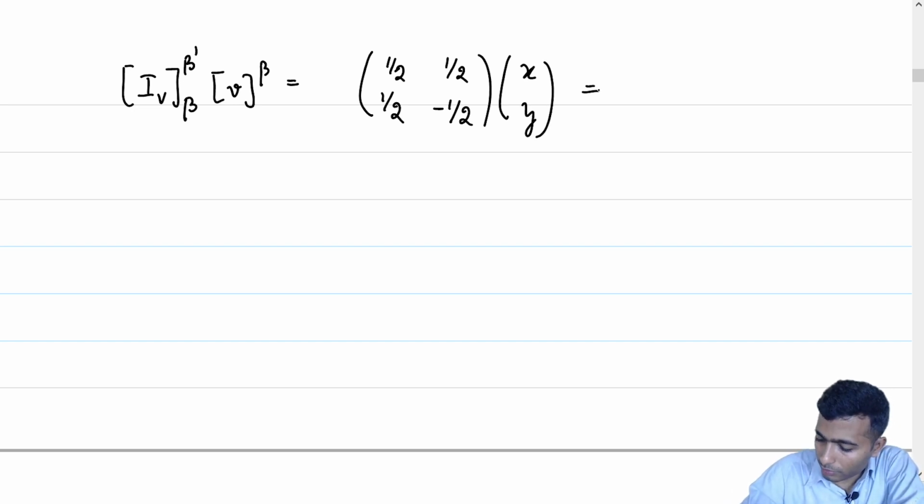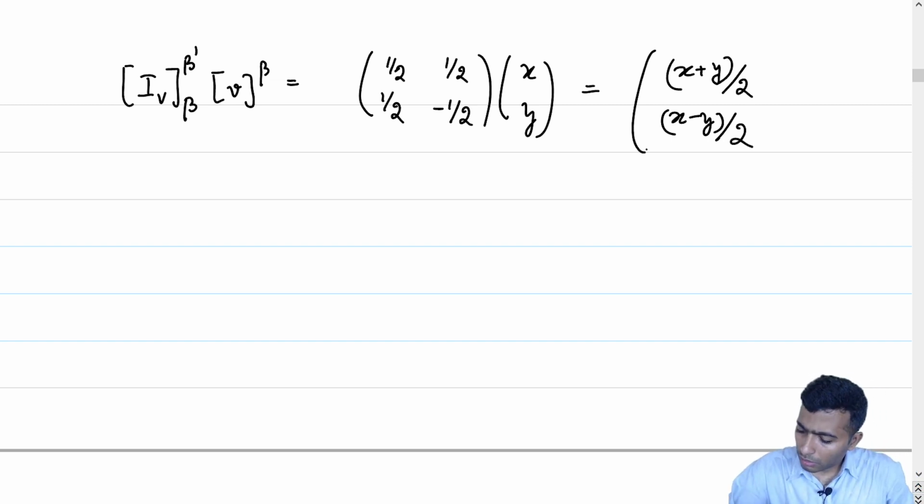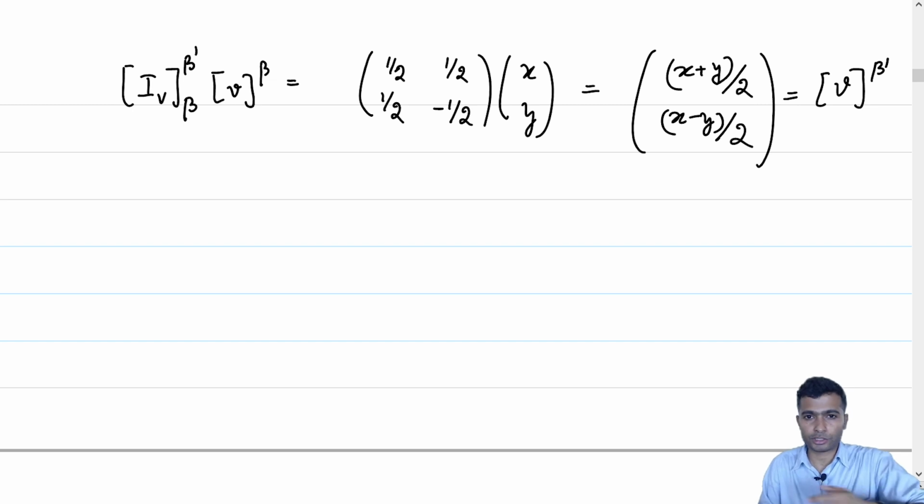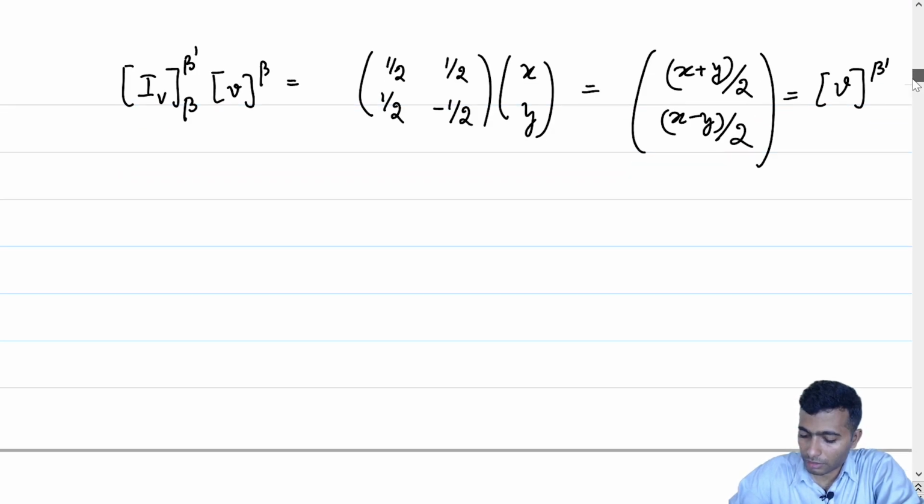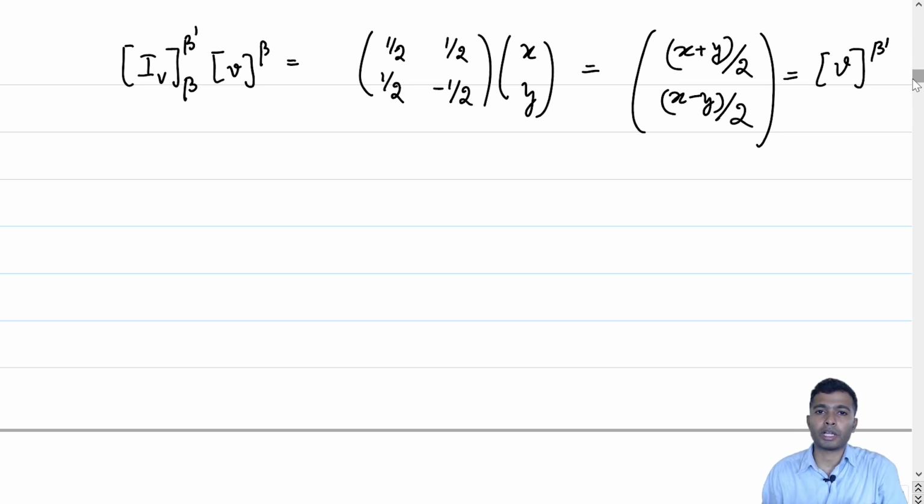This is equal to, you do the calculations, this will turn out to be (x plus y)/2 and (x minus y)/2, which precisely is our V beta prime, and that is precisely what we have just shown, isn't it? So yes, this is exactly how the change of basis matrix comes into the picture when we would like to look at how the column vector of V with respect to beta is related to the column vector of V with respect to the basis beta prime.